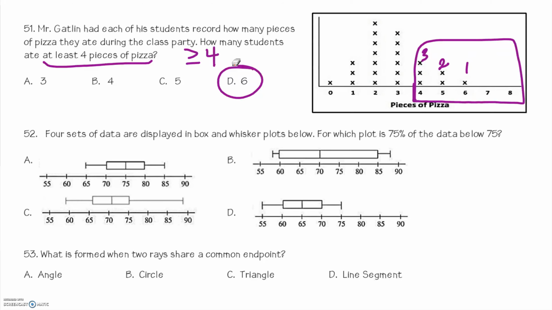4 sets of data are displayed in a box and whisker plot below. For which plot is 75% of the data below 75? So when you have a box and whisker plot, if you remember, there's 25%, 25%.